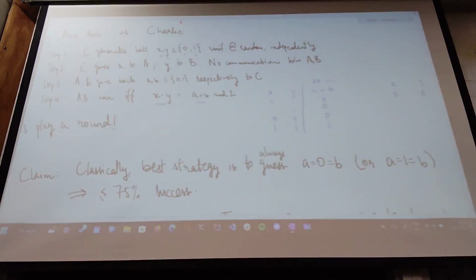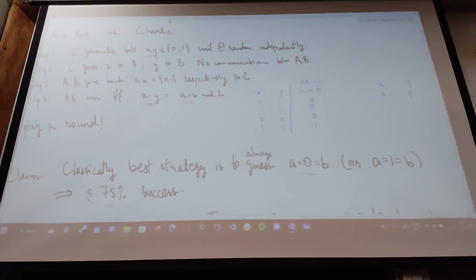With this strategy, you have a 75% success, because if you do this, note that a plus b will always equal 0. And note that whatever x and y are, if a plus b equals 0, you have a 3 out of 4 chance of winning. So that's a success rate of 75%.